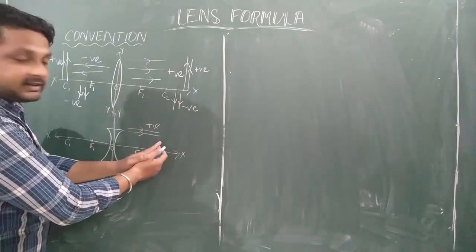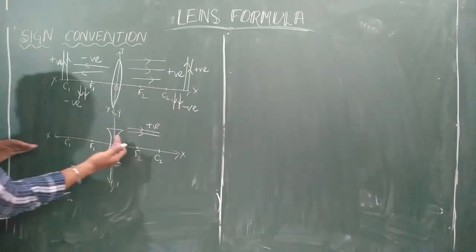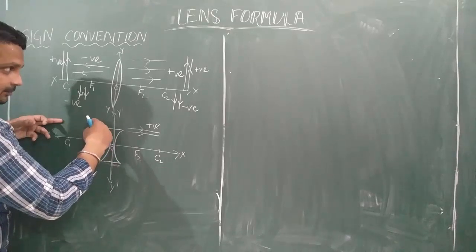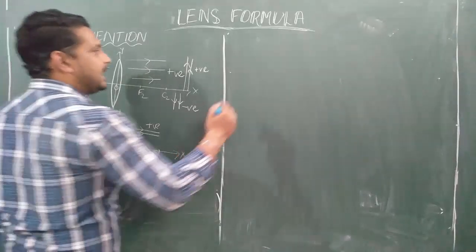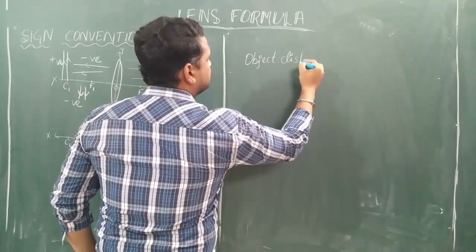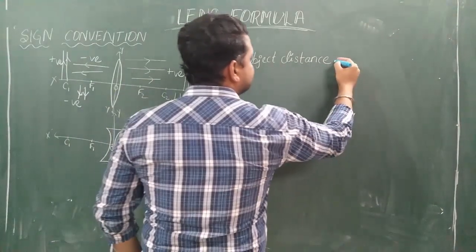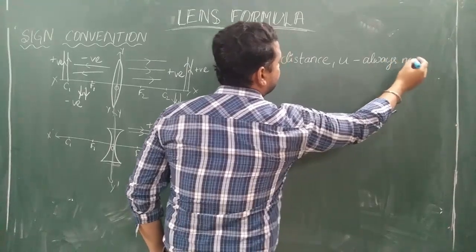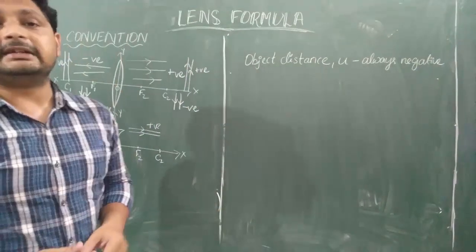Any measurement taken after the lens, in this direction, along the direction of light, is positive. Any measurement taken before the lens is negative. Any measurement taken above the principal axis is positive. Any measurement taken below the principal axis is negative. So overall, what you can conclude is that object distance, that is u, is always negative.